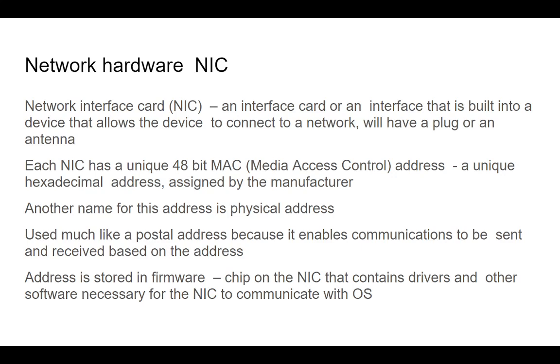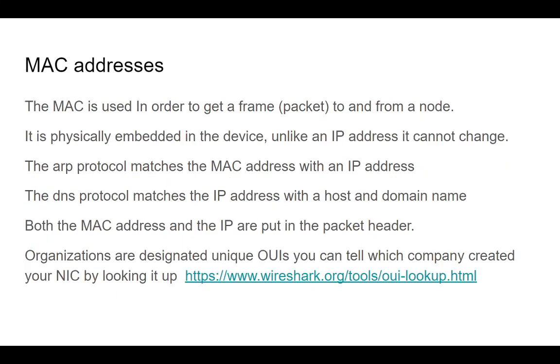This is burnt onto the firmware, and of course it can be spoofed just like IP addresses, but it's stored in the firmware, in the chip on the NIC, and it has the driver software and other software necessary for the NIC to communicate with the operating system. In order to get a frame to and from a node, we need the MAC address. And unlike an IP address, it cannot change. If I go to a different network, my IP address will change, but my MAC address will always stay with me. It'll always be the same.